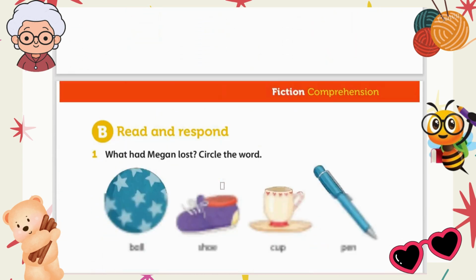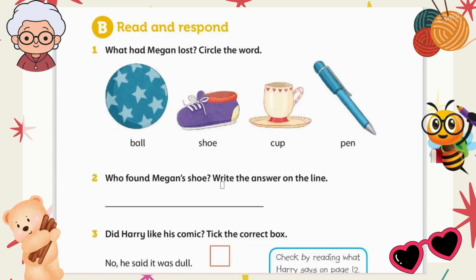Moving on to part B, and part B says read and respond. So we have to read and then we have to respond. What had Megan lost? Circle the answer. Megan lost the bowl, the shoe, the cup, or the pen? What do you think? Do you remember?